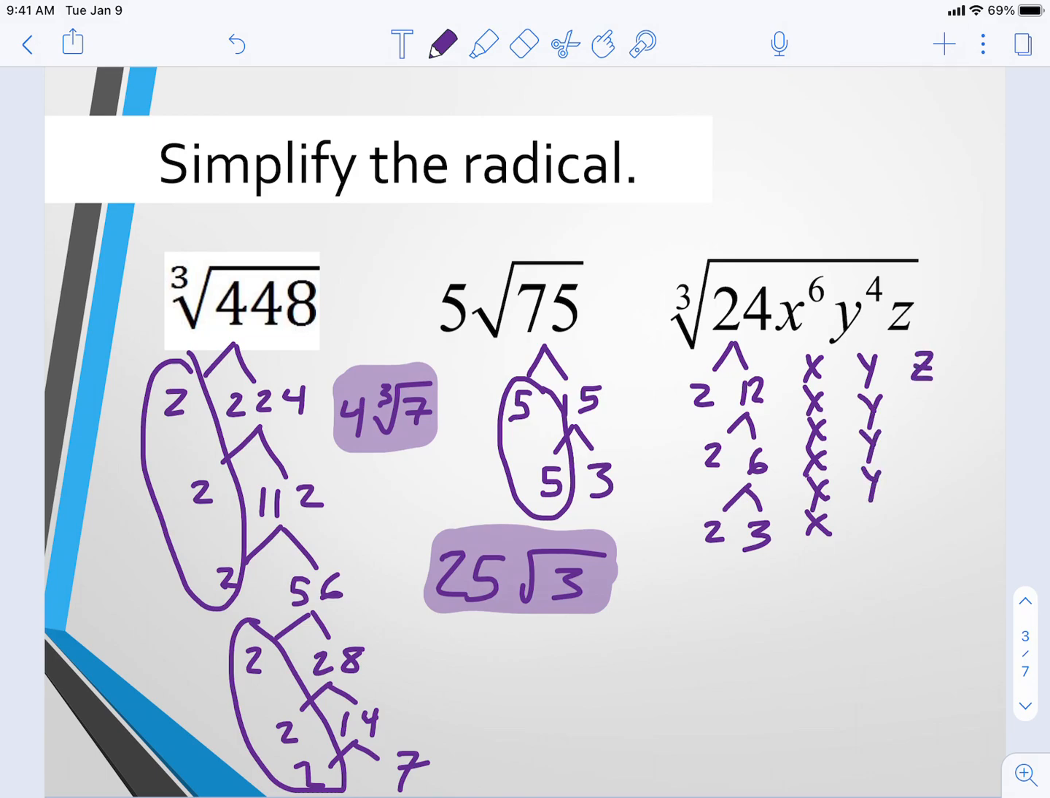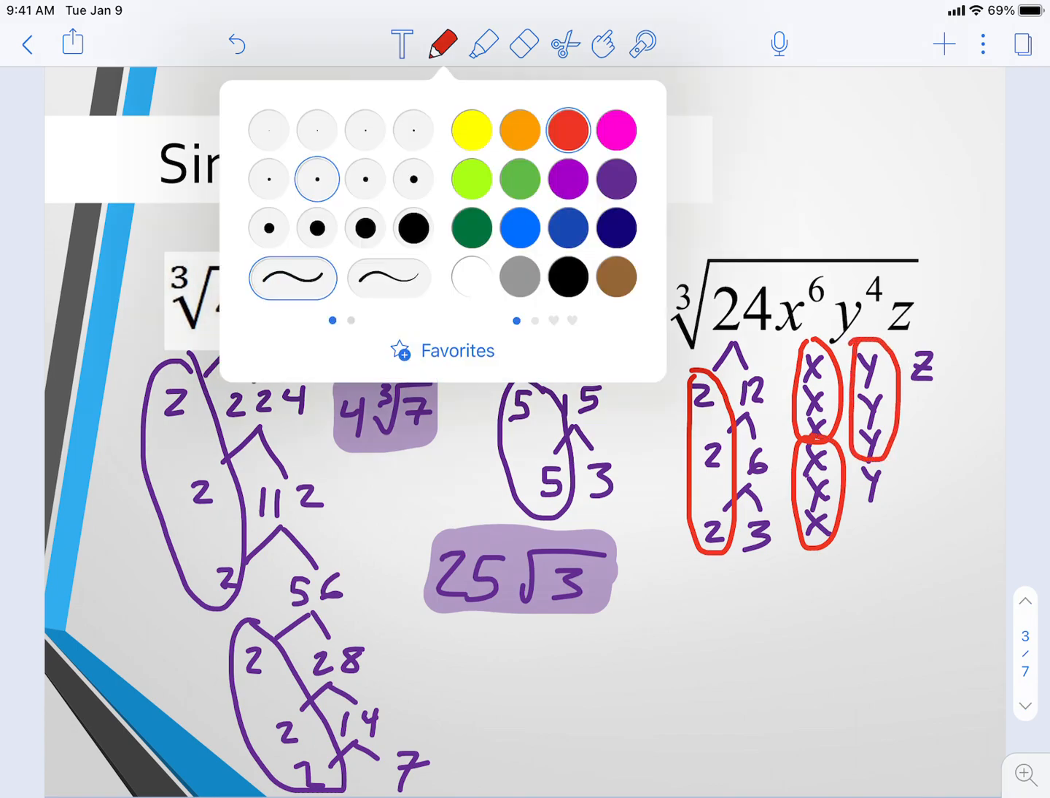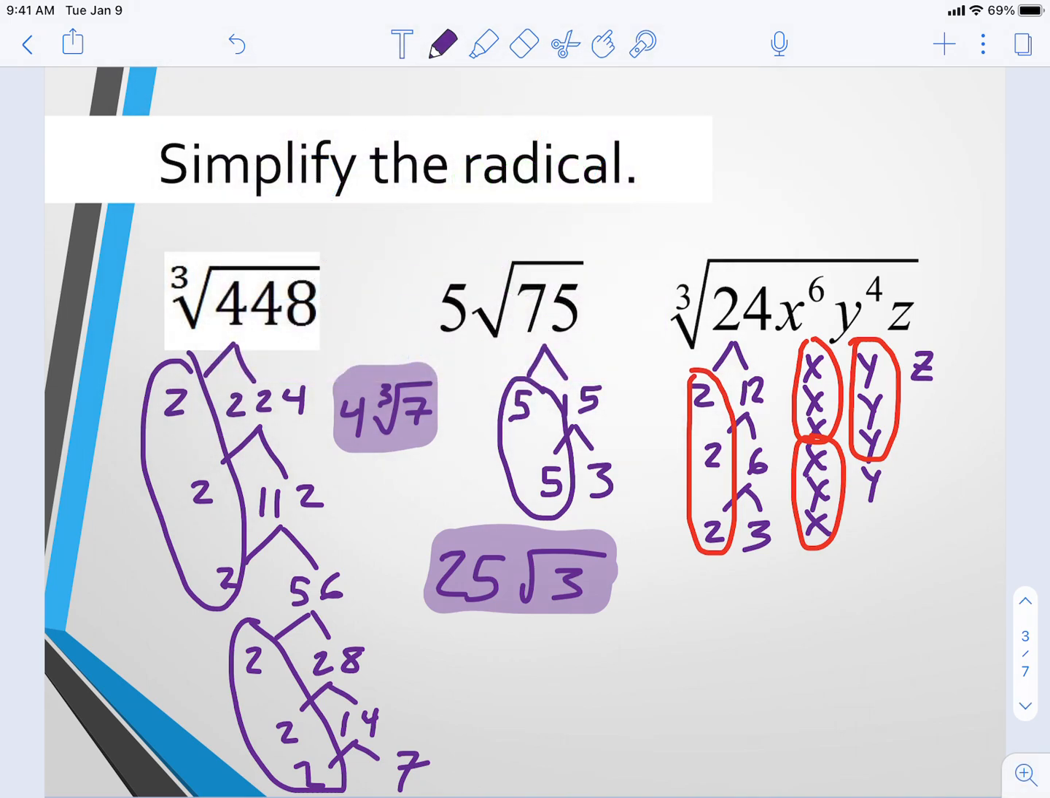Now I have a list of all of the factors here. I'm looking for groups of 3 because of the cube root. So I've got a group of 3 2's. I've got 2 groups of 3 x's, and I've got a group of 3 y's. So everything I circled in red is going to move out in front of the radical. So 2, there's 2 x's, which would be x squared, and 1 y. And what stays on the inside is everything that didn't get circled. So the 3, a y, and a z.